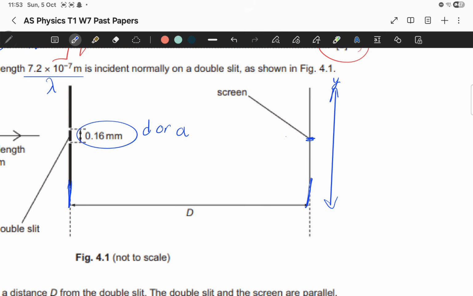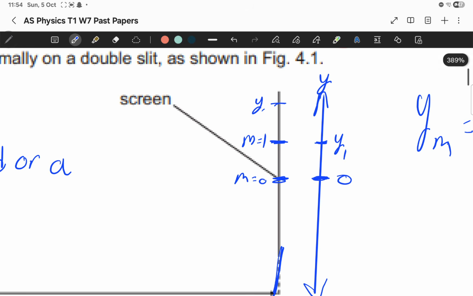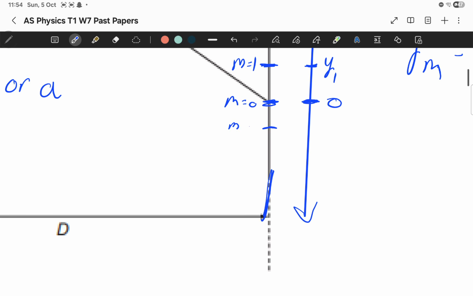At the central maximum, let's say it's here, m equals 0. Because the formula is ym equals m lambda D over d, 0 times anything will give me 0. Now, say the first bright fringe forms here, so m equals 1, and you're going to have y1, a certain number. When m equals 2, you're going to have y2. This can also go downwards, where m equals negative 1, y of negative 1, and so on.